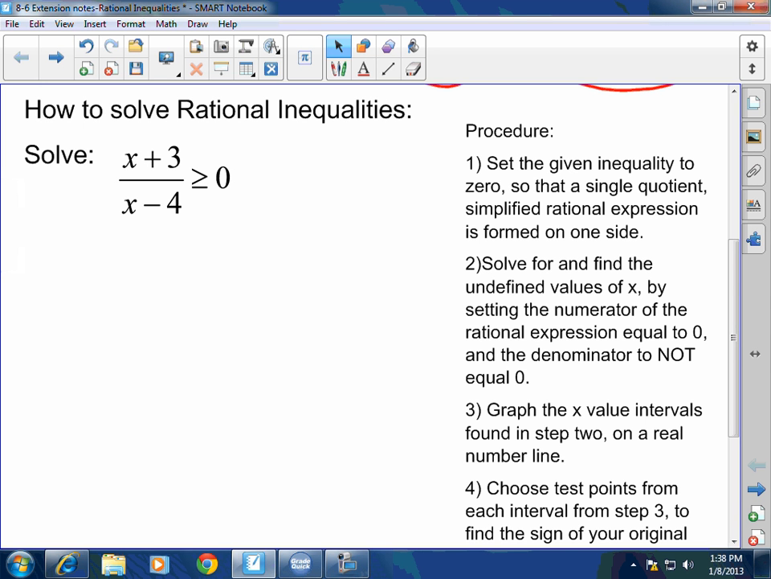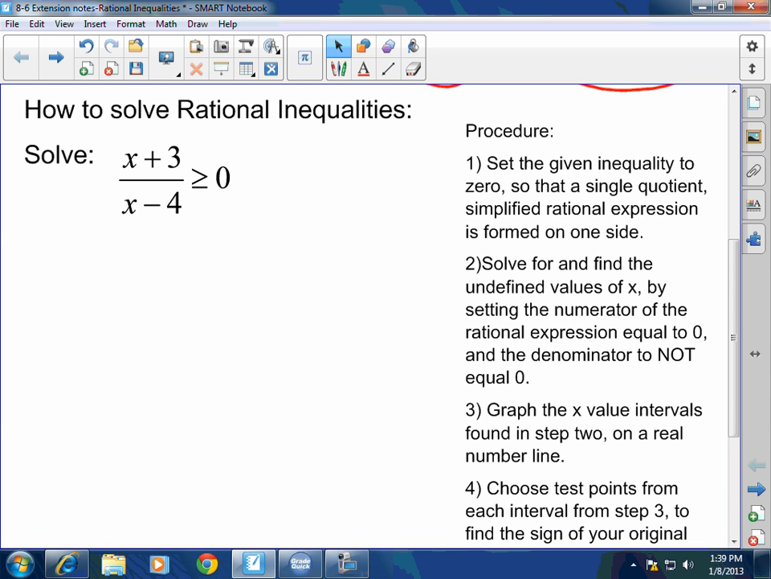set the given inequality to zero so that a single quotient, a simplified rational expression, is formed on one side. We already have it like this. It's already done. We're golden. They already gave it to us in rational inequality format. So if they don't, whatever you have on both sides, you got to set it equal to zero. So that means one of the sides you got to bring over to the other side. I don't care which one, but one of them will have to move because you need to set it equal to zero.